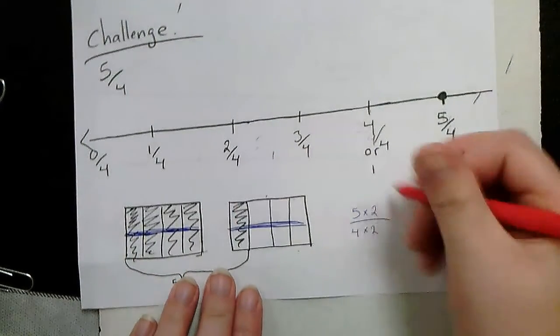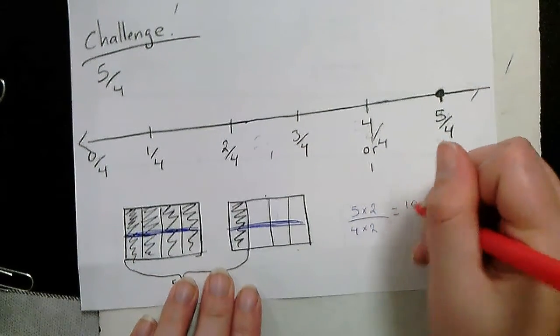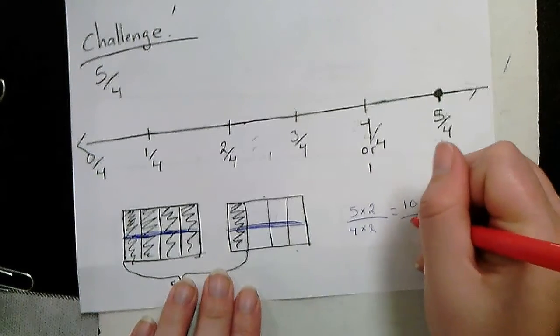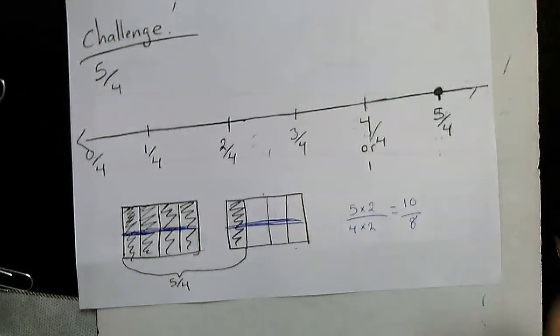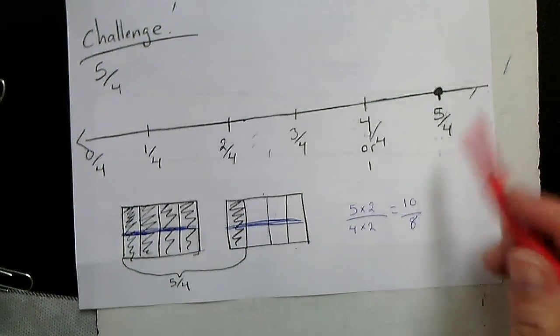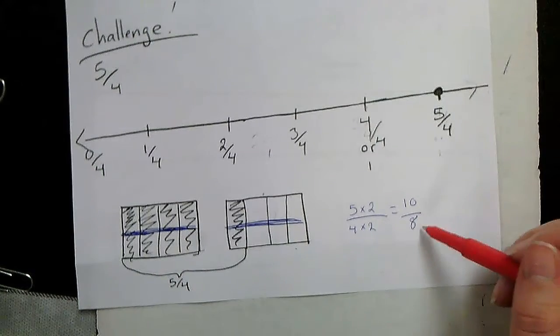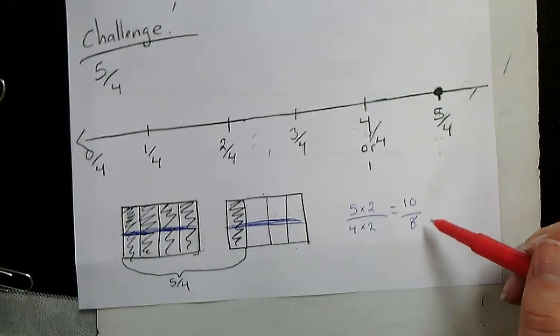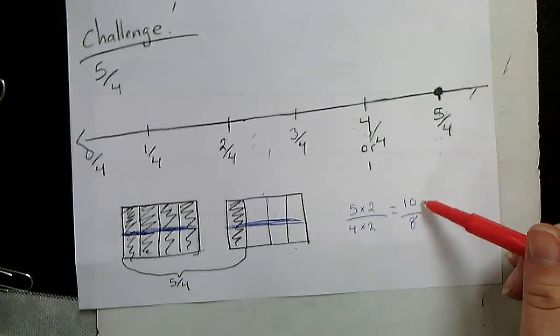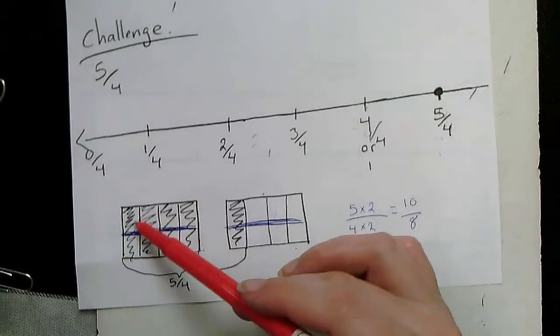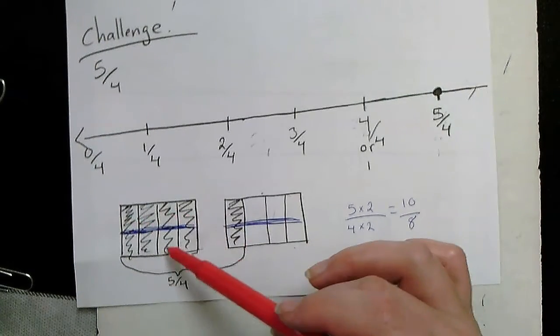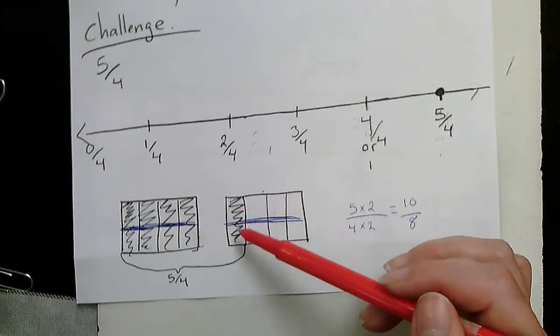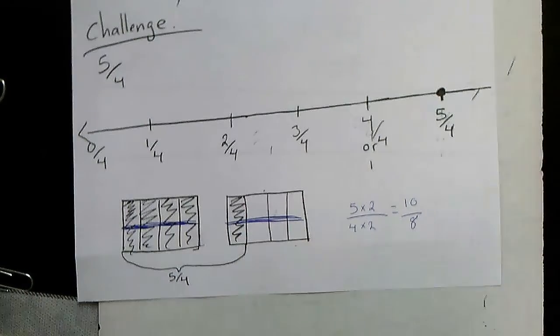Now when I do 5 times 2, I get 10. And when I do 4 times 2, I get 8. Now when you see this fraction, you see we have 10/8. So again, my numerator is larger than my denominator. So what I have right here is 10 parts shaded in, which I do have. 1, 2, 3, 4, 5, 6, 7, 8, 9, 10. Don't forget about those extras. And then it is out of 8 total parts.